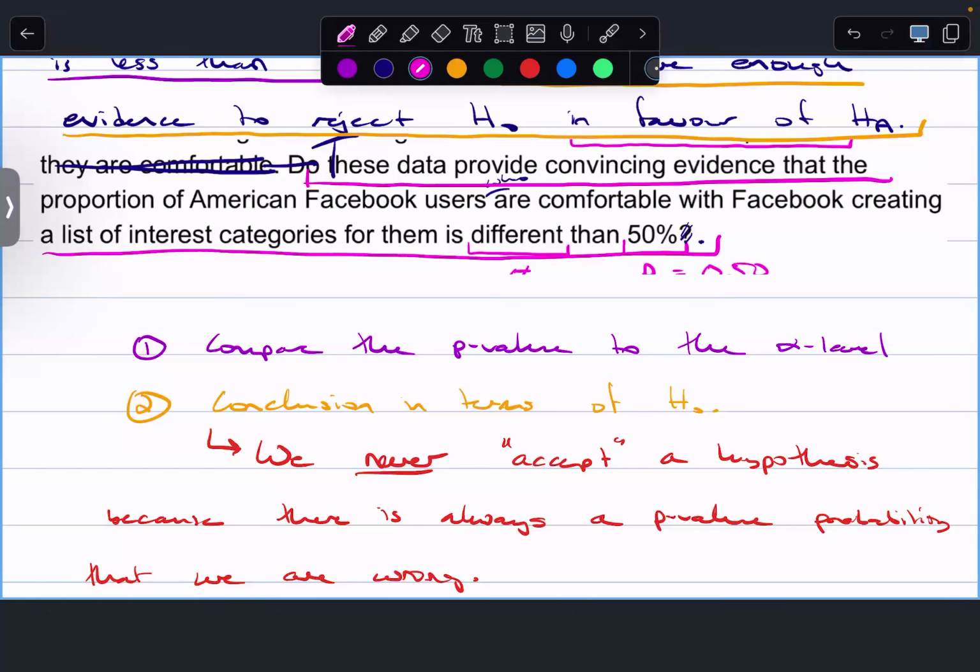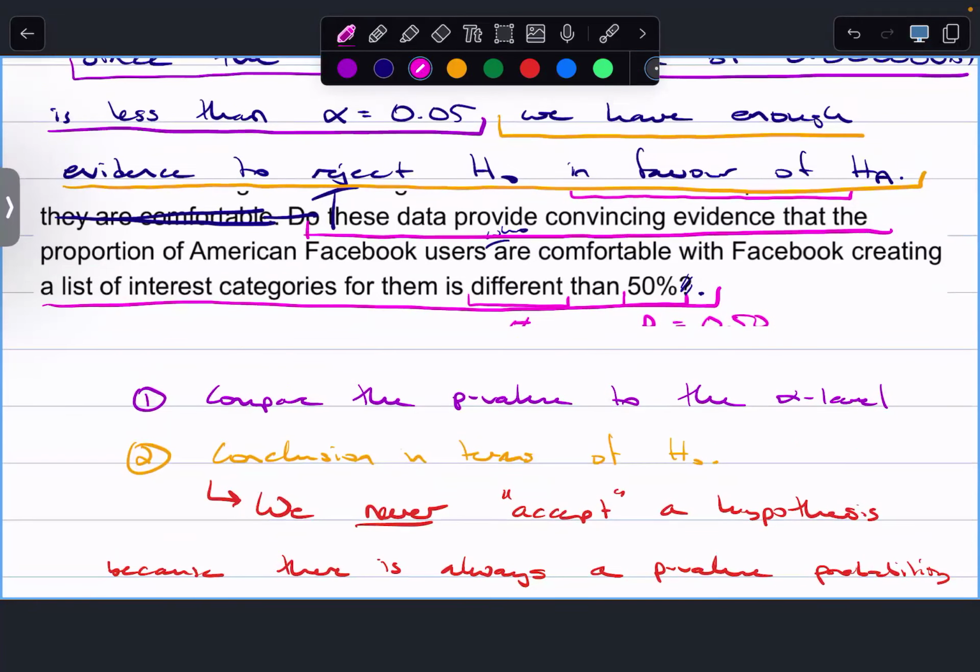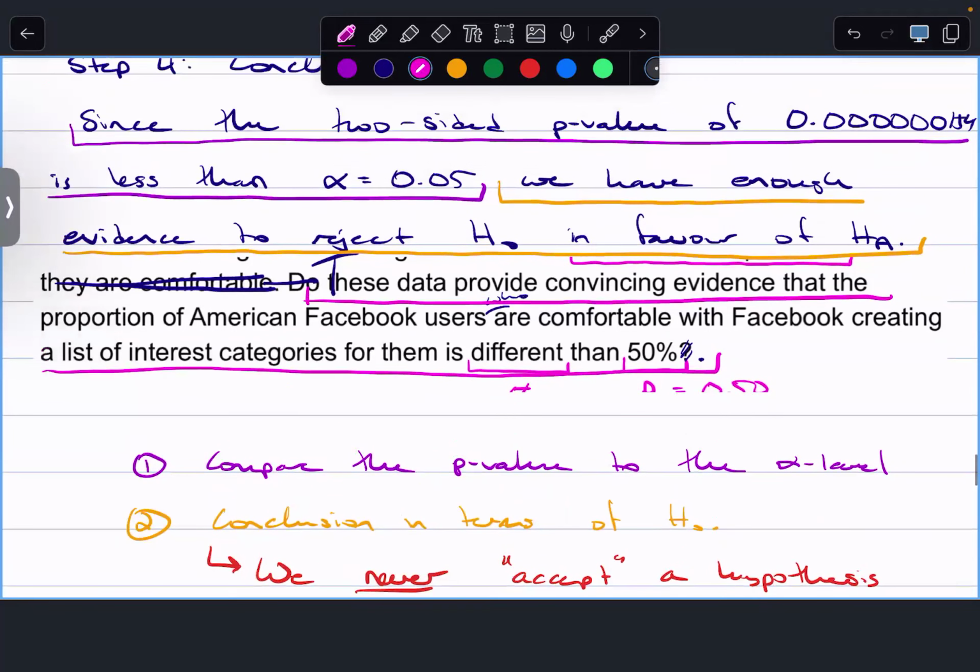Stating your conclusions, stating your hypothesis or hypotheses is, I don't know, 2 marks usually. I'm not including checking the conditions because usually I'll just say, assume the conditions are met, right?